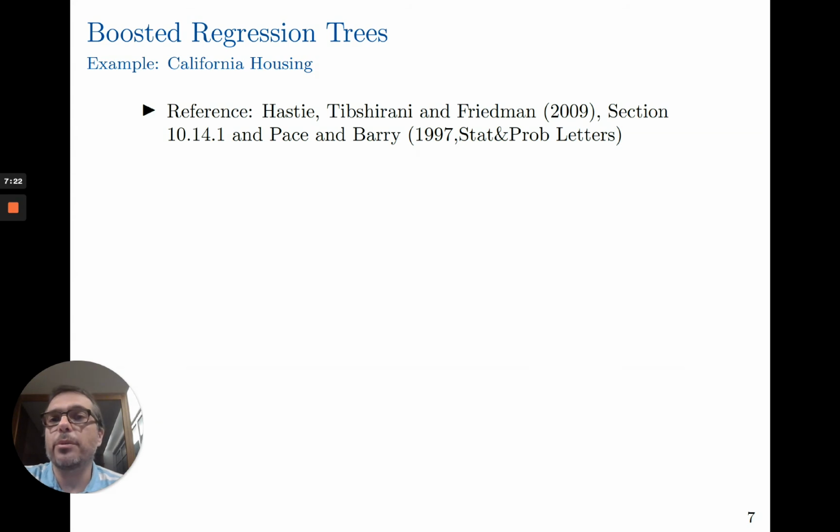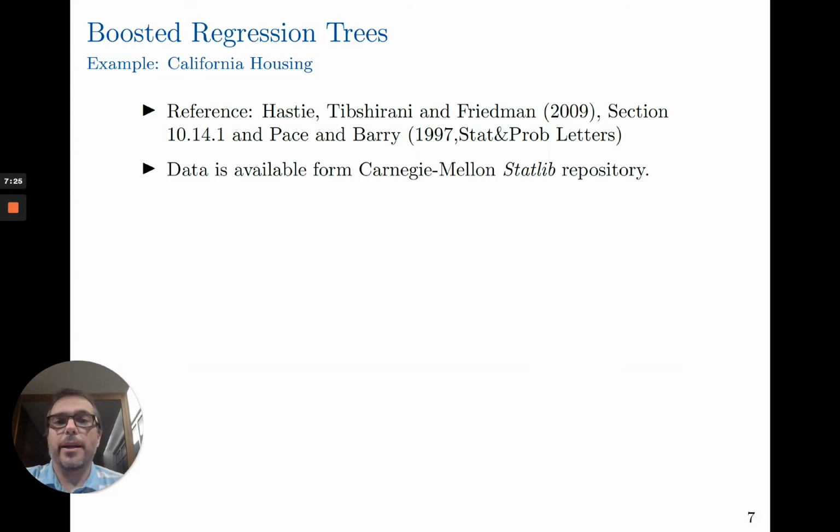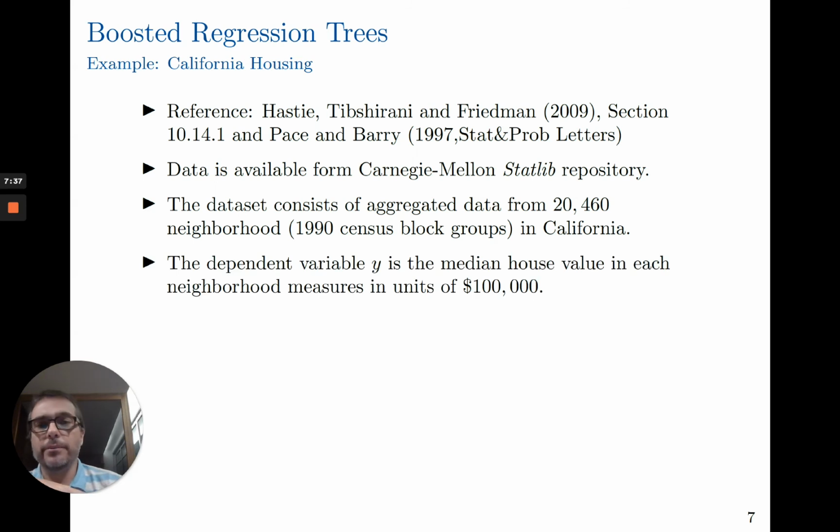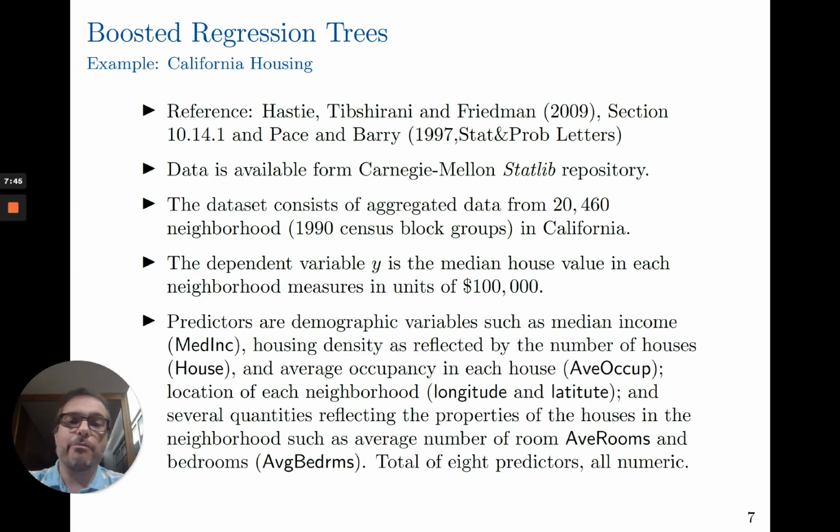So let me show you an example with California housing. Data is available from Carnegie Mellon. The data set consists of more than 2,000 neighborhoods in California. The dependent variable is the median house value in each neighborhood. And we have predictors like median income, average occupancy in each house, longitude and latitude, average rooms, average bedrooms. These are the variables.